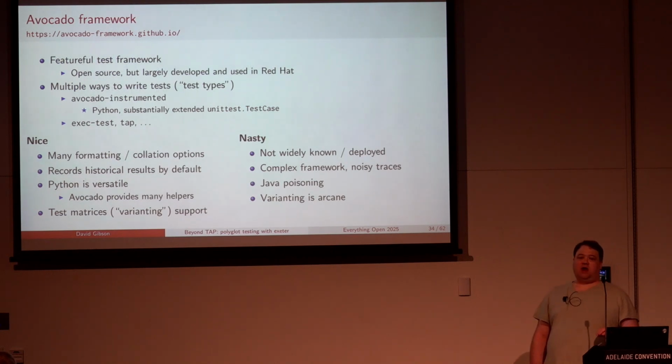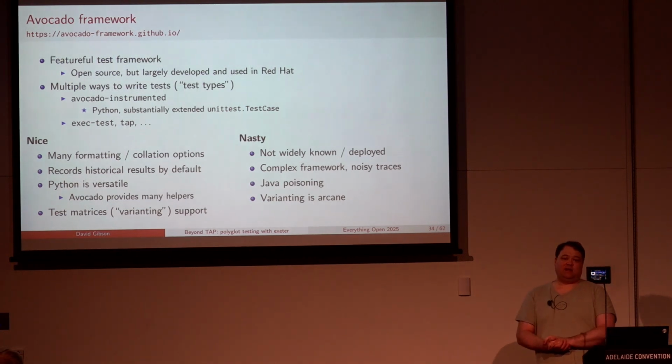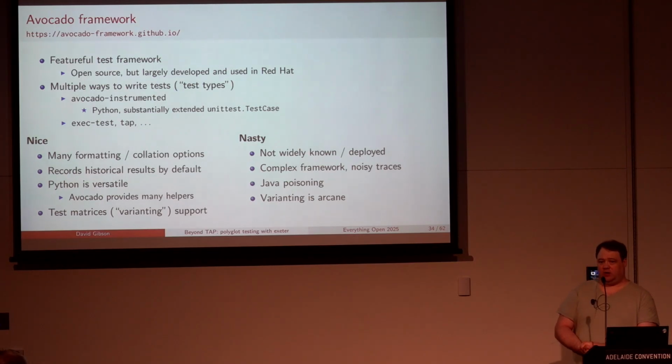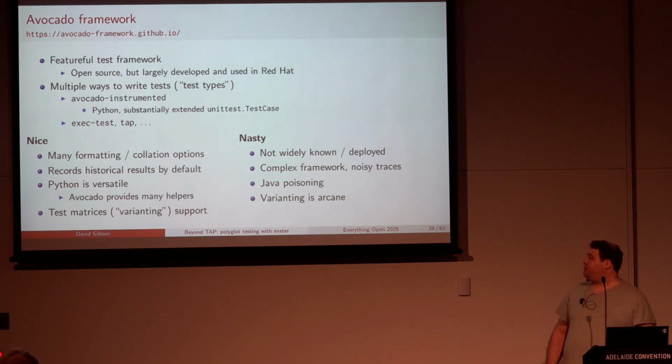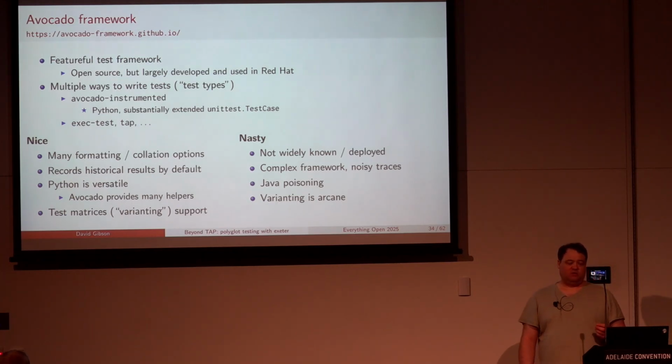So Avocado has a heap of formatting and collation options, which can be useful, particularly if you're doing extensive, serious stuff. It records all your previous test results by default, which can be great if you later want to go back and do statistical analysis of what tended to fail and so on. And Python's a pretty versatile language. Avocado provides a bunch of helpers, which can be useful for doing that. And Avocado does support test matrices, which it calls varianting.